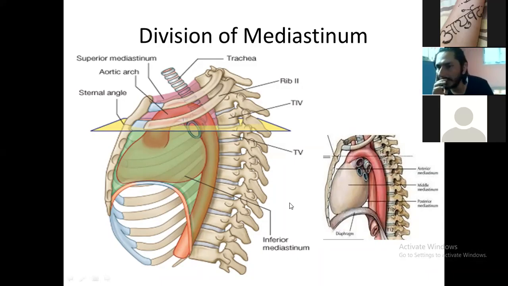Someone was asking a question. What is the question? Ask now. Sir, the anterior boundary of mediastinum is formed by sternum only, or by costal cartilage also?